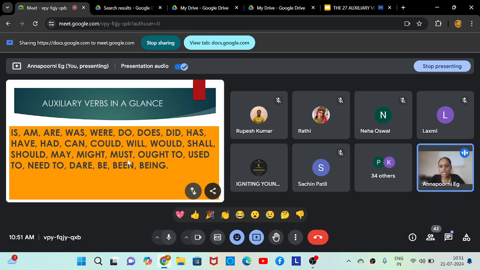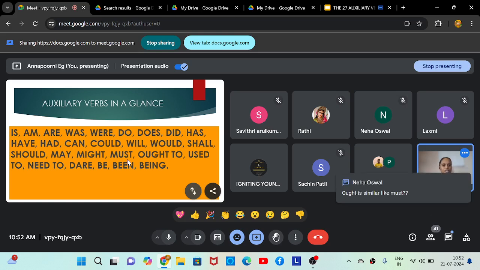Then similarly, ought to, as I told, is similar to must. You must do it. She must go to school. Similarly, ought to is also used in that context. Used to is used to show the past habits that you had. Every human being will have some past habits that are not present now, or no more continued. Yes, Neha, ought to is very much equal to must.